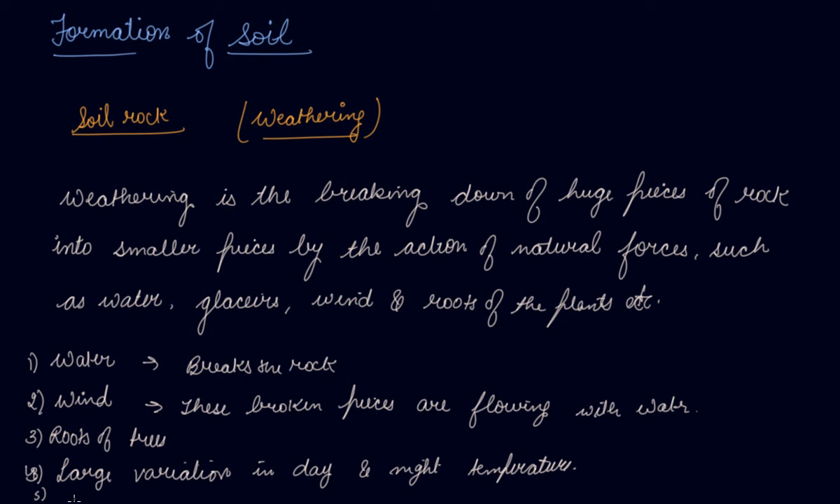The fifth is oxygen in air. This also helps in the weathering of rocks. Now, weathering of rocks is a very slow process. It takes hundreds of years to produce a few centimeters of soil. And now, this was how the soil was formed on the surface of the earth.